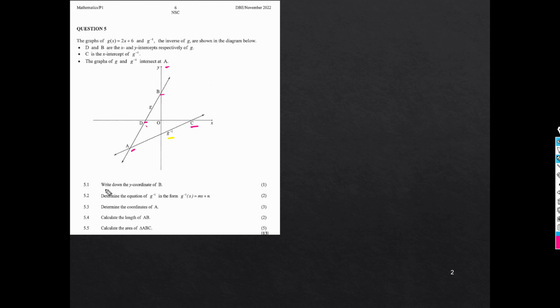So they are saying, write down the y coordinate of b, and b is here under g of x, right? So g of x is equal to 2x plus 6, meaning that here x is actually at 0. So g at 0 is equal to 2 times 0, and then plus 6, which is equal to 6. So this will be the answer for 5.1, right?